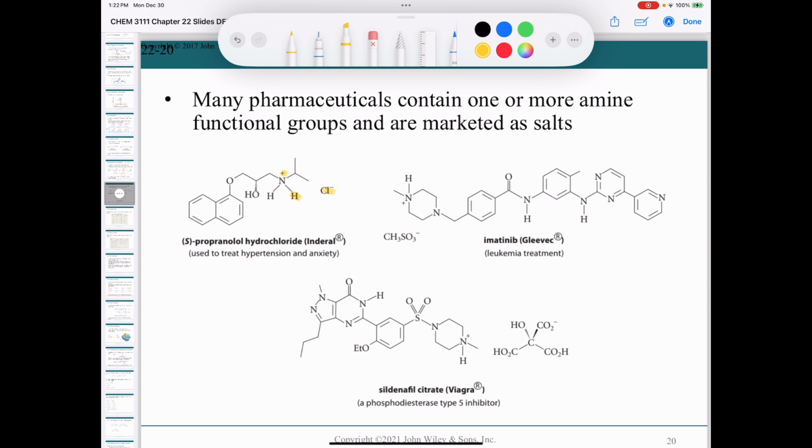So you see the positive and negative charges there. Then we have Gleevec, which is a cancer treatment drug. And then you have Viagra as well, which is also administered as a salt. And so anybody who's dispensing medication should have a bit of an idea of basicity of amines, because their salts are so prevalent in marketed drugs.